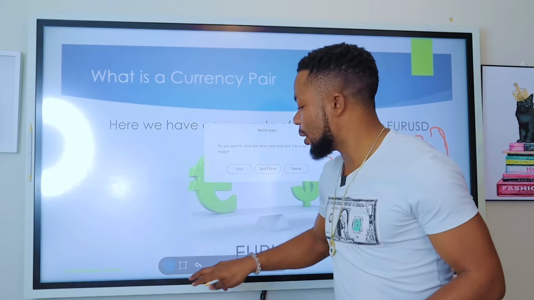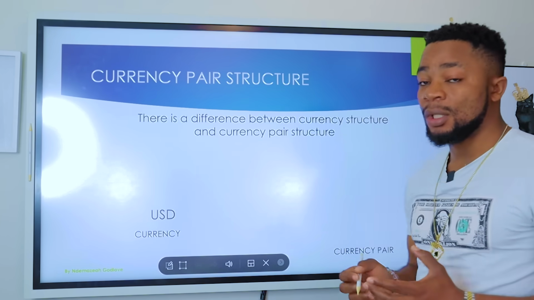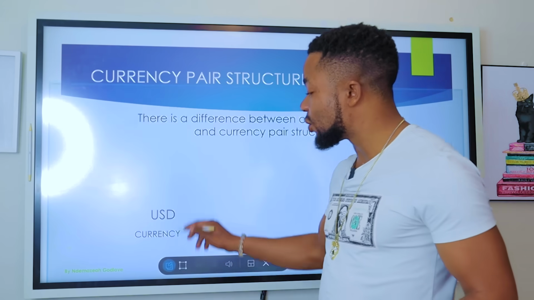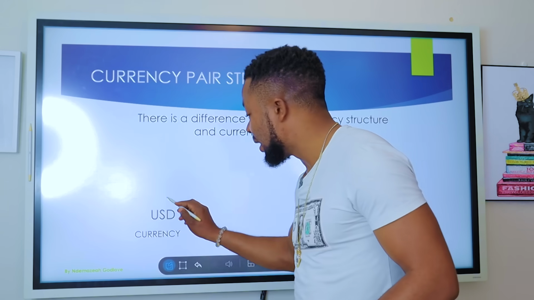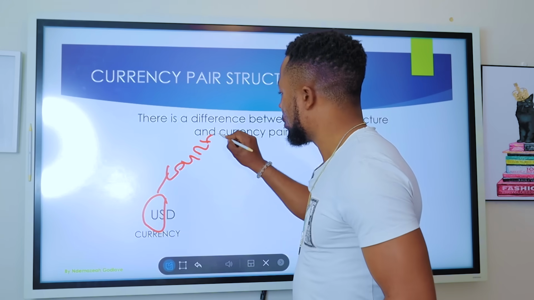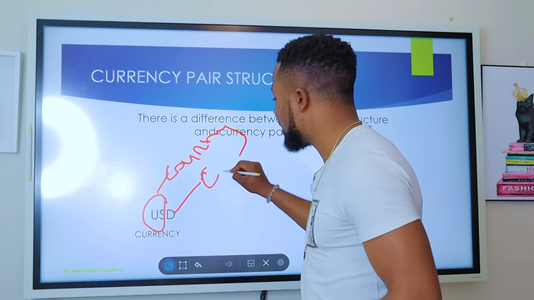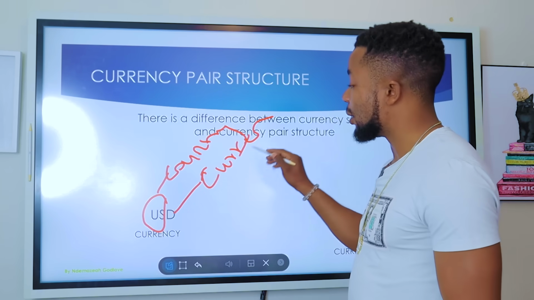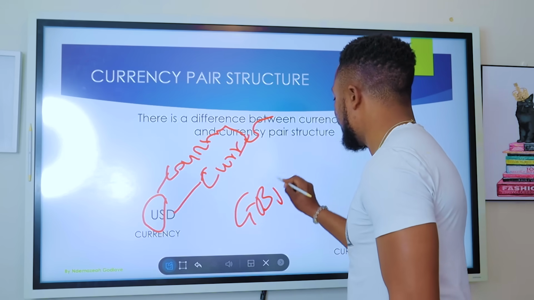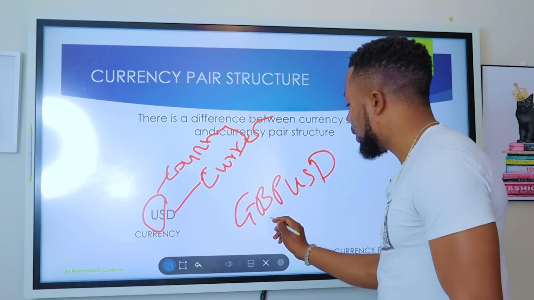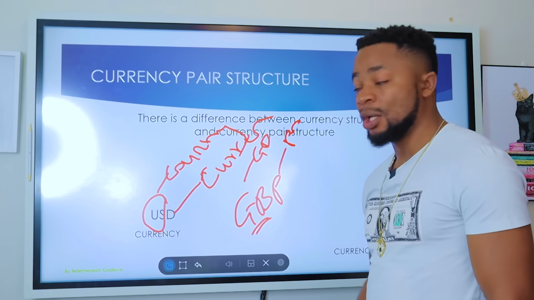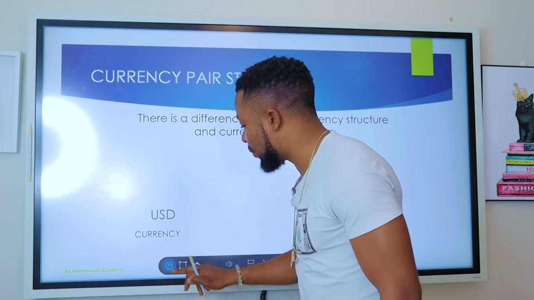So let's see what we have. Currency pair structure. Remember on our previous video we spoke of currencies and of a currency structure. If you have something like the US dollar, the first two letters stand for the country, and the last letter stands for the currency of that particular country. For example, take Great Britain pound: the first two letters stand for Great Britain, and the last letter stands for the pound, which is the currency of Great Britain. Those are the main points we covered on the last video.